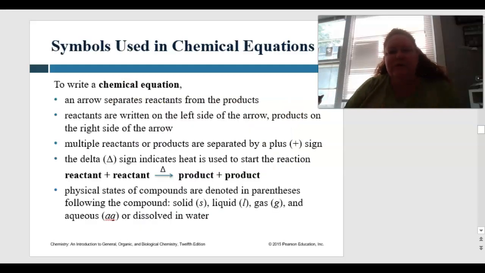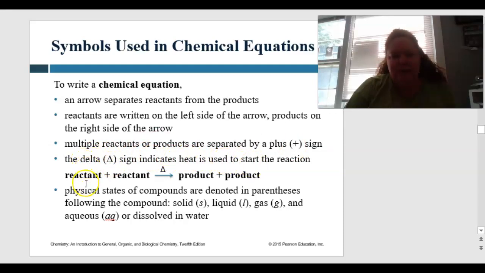So what are the symbols used in these chemical equations? Well, to write a chemical equation, we're going to have an arrow that's going to separate the reactants, or the starting materials, from the products, or the end materials. The reactants are written on the left side of the arrow and the products are going to be on the right side of the arrow. Multiple reactants or products are separated by a plus sign. The delta sign indicates heat is used to start the reaction.